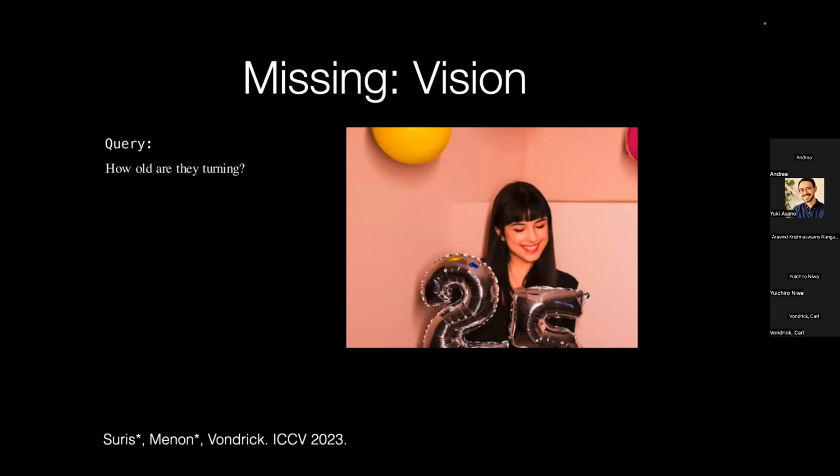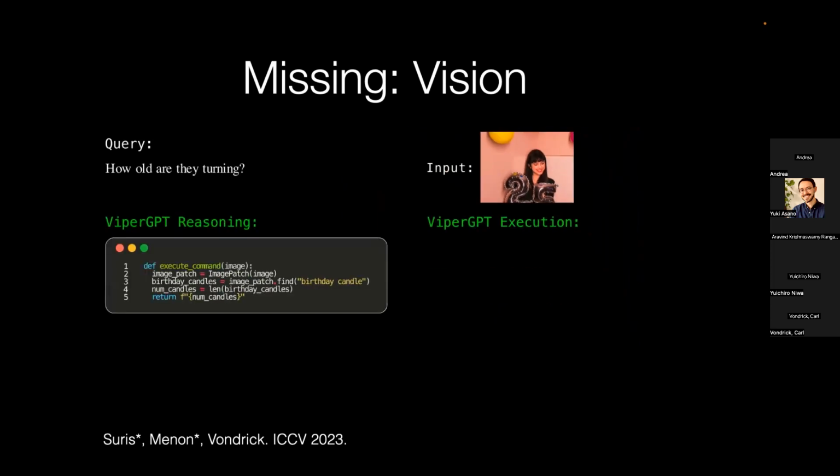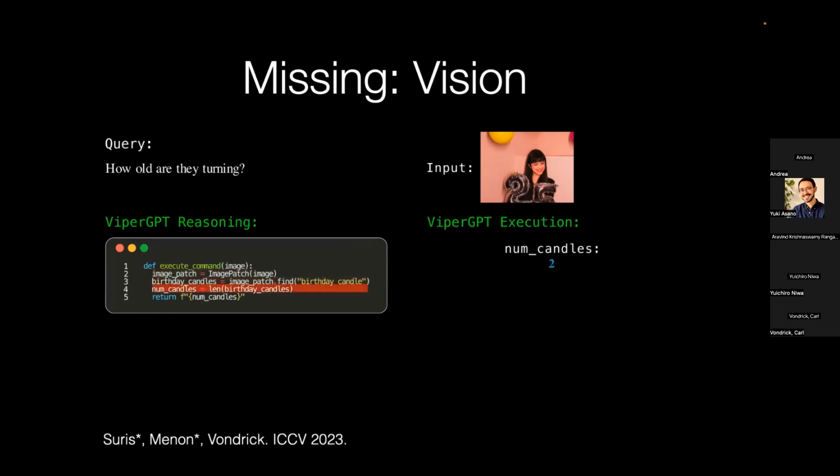Here's another example of this: how old are they turning? And we probably all say 25, right? We're able to read. We actually didn't code up OCR in this system, so it can't do that. So it gets it wrong. But also more generally here, the program generation is not conditioned on the image. The program is blind, right? So I think it would be a really impactful step to actually make the programs conditioned on the image instead of just the query here.